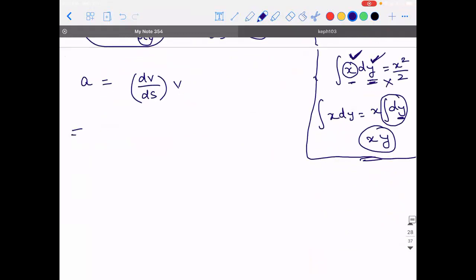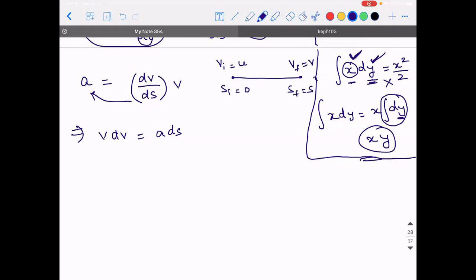So what will happen is, observe, v dv, can I write it as a ds? I take the ds to the other side. v dv, I will take it as a ds. Now listen to this carefully. Initial velocity is u, final velocity is v. Initial displacement is 0, final displacement is s.